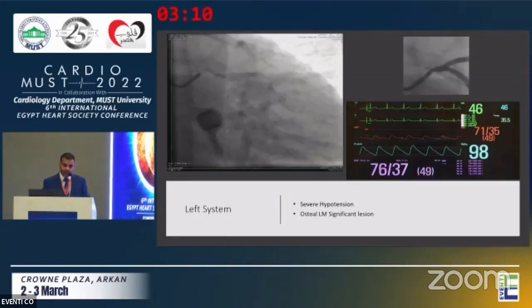This is also a case of ostial left main. Just on cannulating the left main, the pressure is damped this way.